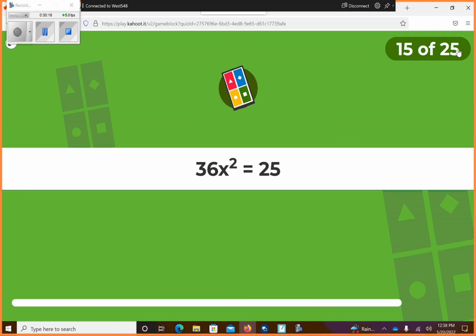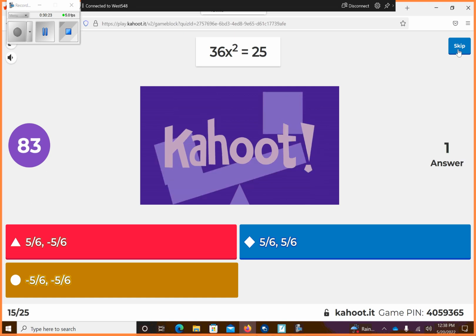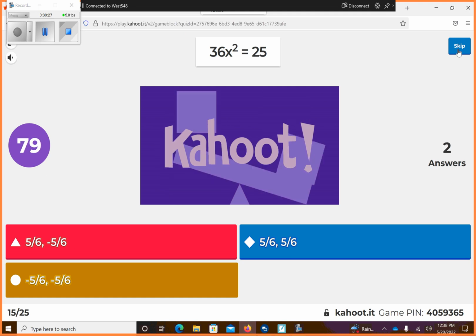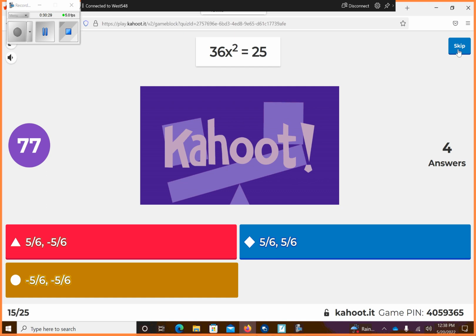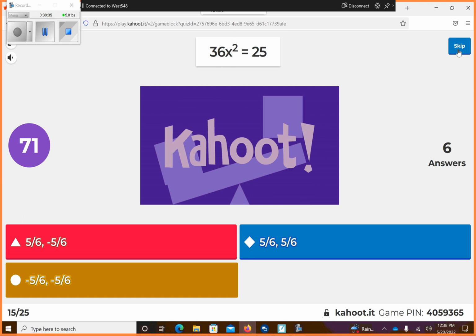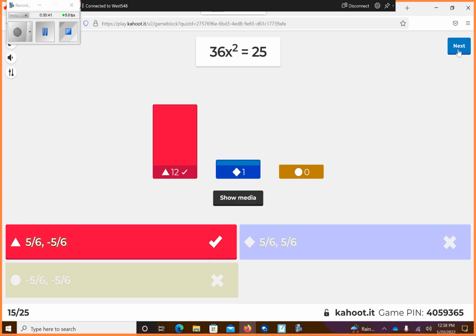Oh, tricky one. So subtract 25, so you get 36x squared minus 25. And then that becomes the difference of 2 squares. So you get 6x plus 5 and 6x minus 5. So then you'll add 5, divide by 6, and then you'll subtract 5, divide by 6. There's only 3 choices here. And I think the answer is red. It is red.